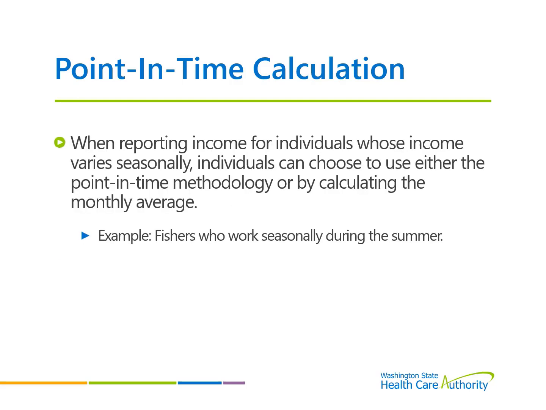Point-in-time calculation. When reporting income for individuals whose income varies seasonally, individuals can choose to use either the point-in-time methodology or by calculating the monthly average. For example, an individual fisher works seasonally over the summers and the family lives off the income for the remainder of the year. In this instance, it could be in their best interest to take an average of income for the year to determine the individual's eligibility, or if it is more beneficial to the individual, they can use a point-in-time calculation stating $0 during the months they are not working as a fisher, and then report monthly earnings during the summer months.